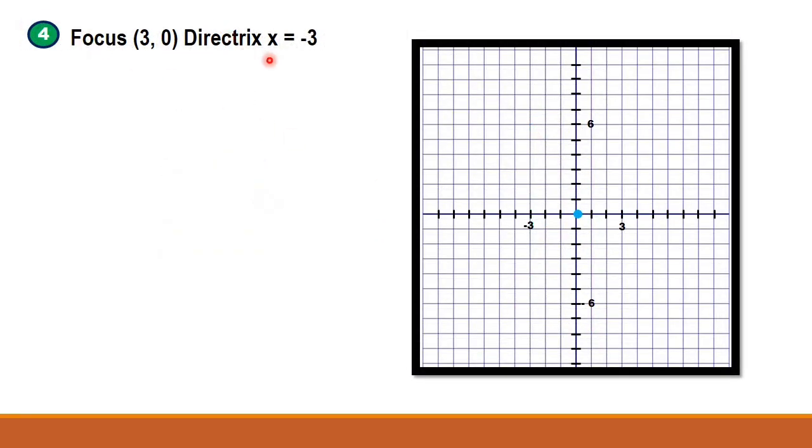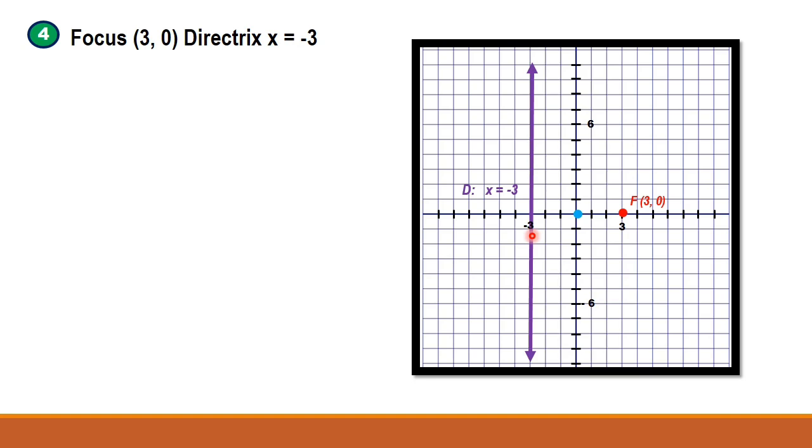Given the focus and directrix. First, plot the focus. Coordinate 3, 0. X is 3, y is 0. So this is the focus. And directrix x equals negative 3. So this is the directrix, x equals negative 3.